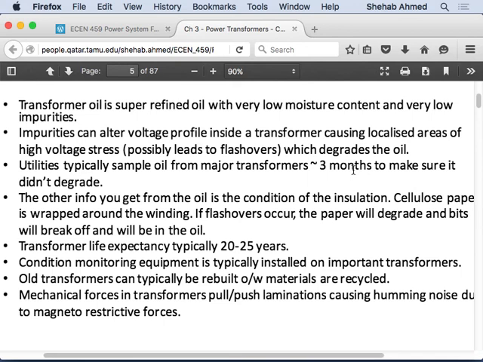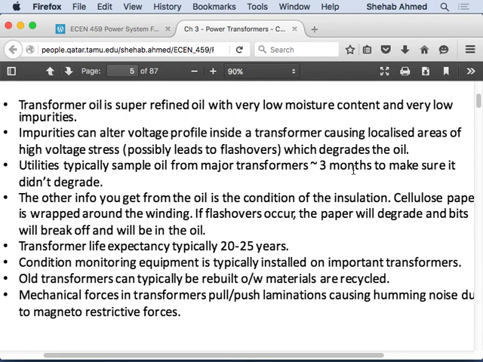So you take the sample of the oil and you go and analyze it, and you make sure that there is no moisture content increasing, and that the insulation material is not decomposing and flowing in the transformer. It's called condition monitoring. It's part of the preventive maintenance jobs of any utility or industrial facility.